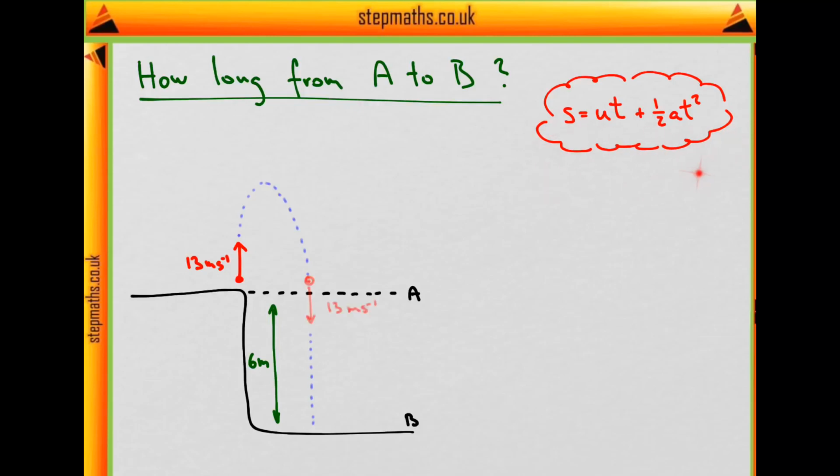Before we get to that, we can make our life a bit simpler by realizing that as it passes this level A for the second time, so after it has been fired from the cliff, it will do so at a speed of 13 meters per second, the same as before. And I encourage you to stop the video and think about why that might be.